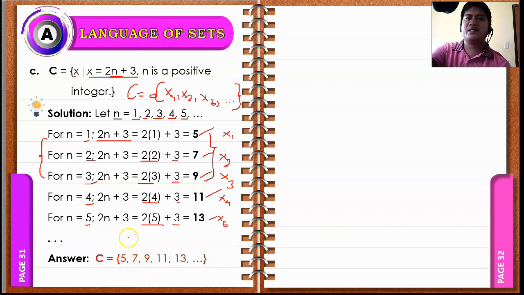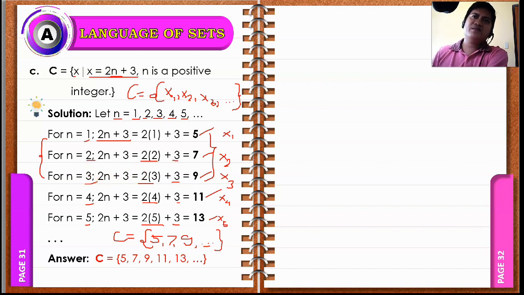As I've said, you can answer in this way. For C, you can compute only the first 3 terms, which are 5, 7, 9, and then the ellipsis, which stands for infinite terms. Okay? So that is how to list the set if the given example is an infinite set.